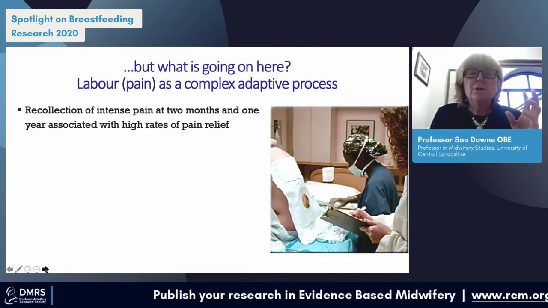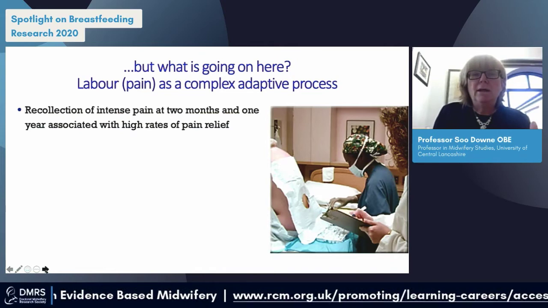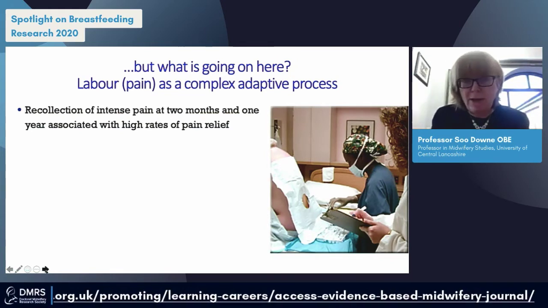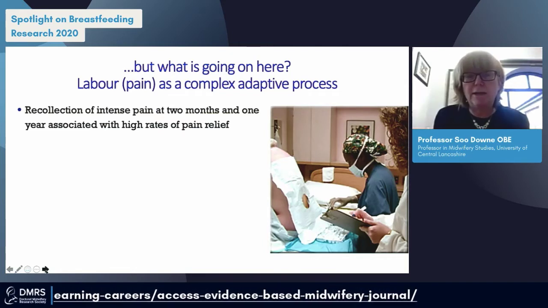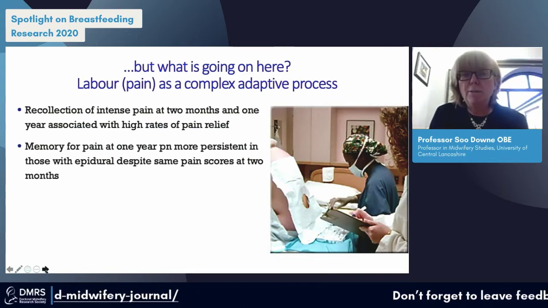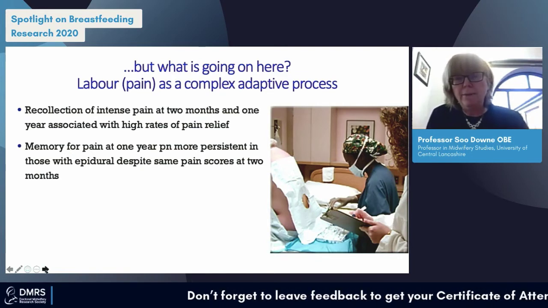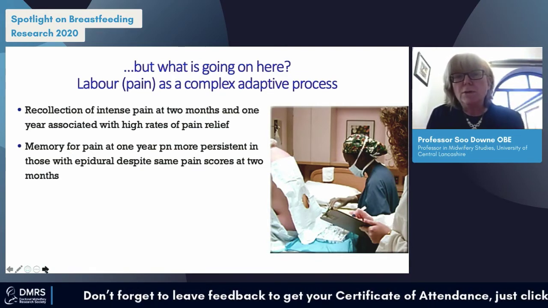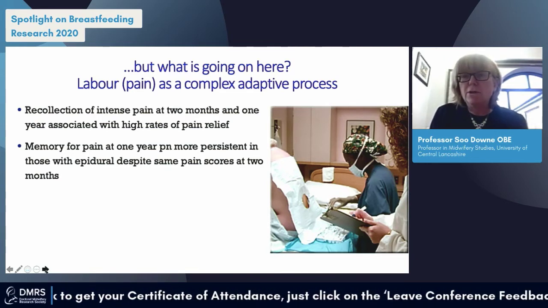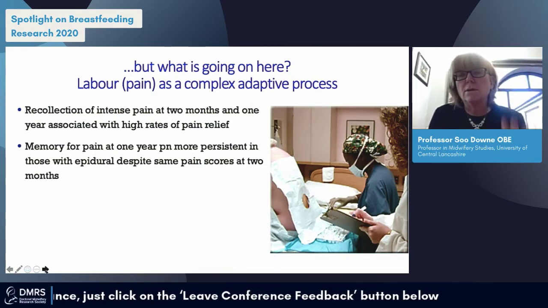So they looked at women who had a recollection of intense pain at 2 months. All the women that said their labour was very intensely painful at 2 months, and then they looked at them again at a year postnatal. And at a year postnatal, the ratings were different. Even though at 2 months they were all the same, by 1 year postnatal, those with epidurals persisted in having a rating of intense pain, whereas those who had not had an epidural, generally speaking, had much lower pain scores, even though they'd had the same at 2 months.